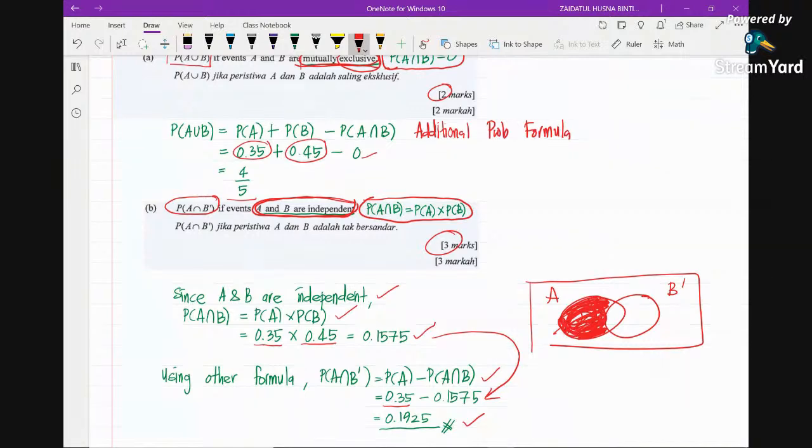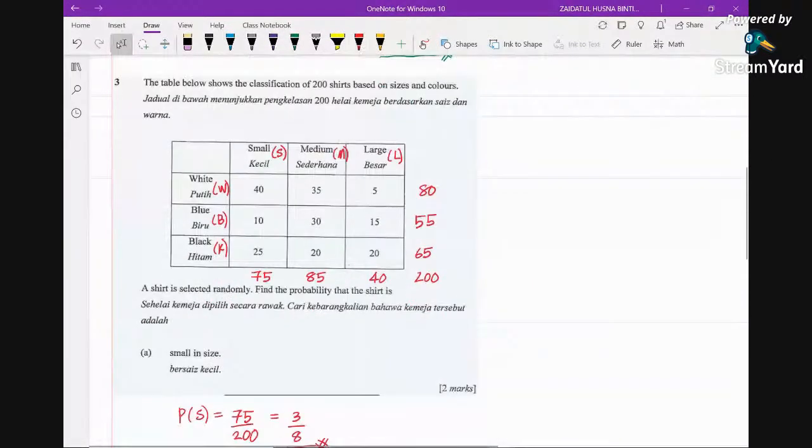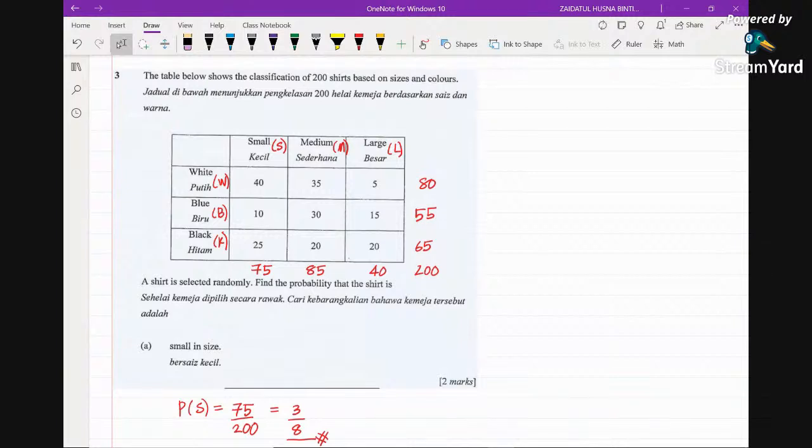Next, let's see this question. The table below shows the classification of 200 shirts based on sizes and colors. As soon as we get this contingency table, please denote some letters to represent the events and make sure all the letters are different. You cannot choose identical letters to represent two different events, because we will have problems later. In this case, I denote letter S to represent small shirt, the letter M to represent medium shirt, L to represent large, W to represent white, and B to represent blue.